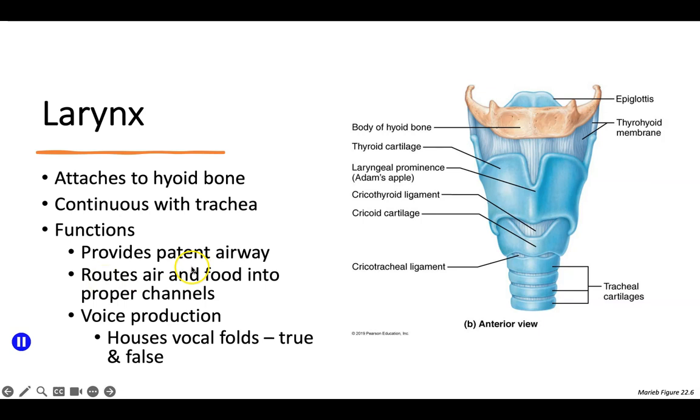It routes air and food into the proper channels. So air goes down into the trachea, food over into the esophagus, and within it are housed the vocal folds, which are responsible for voice production. And the vocal folds include both true and false vocal folds within this larynx.